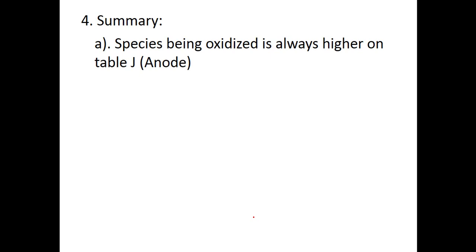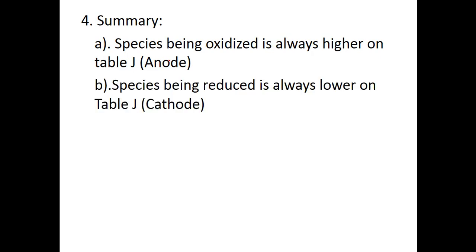So when we look at voltaic cells, there's a summary that we have to take into account. There's 4 big key parts. So the species being oxidized always has to be higher on Table J, and we call that the anode. Okay, and we can talk about it as the anode because it's the A negative ode. So why is it the A negative ode? Because we lose our electrons, we give those off, so that's the negative side.